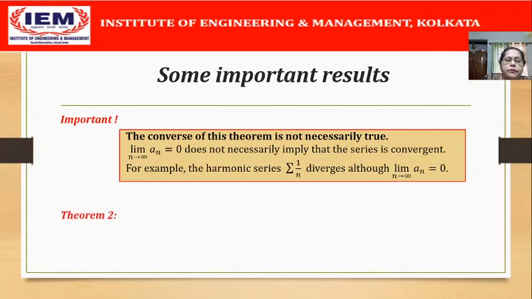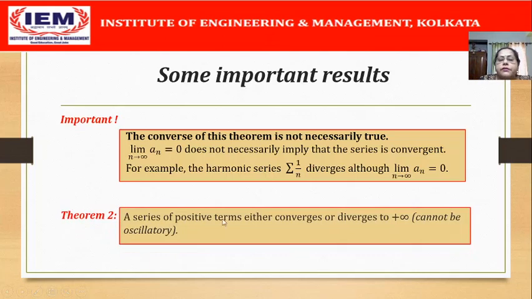The next theorem: a series of positive terms either converges or diverges to plus infinity. It cannot be oscillatory. So if your series contains only positive terms, then it cannot be oscillatory. Now, of course, because it contains all positive terms, there is no chance to go to minus infinity. And if it converges, it will converge to a definite finite limit. So a series of positive terms either converges or diverges to plus infinity.